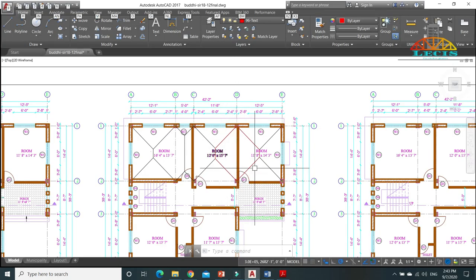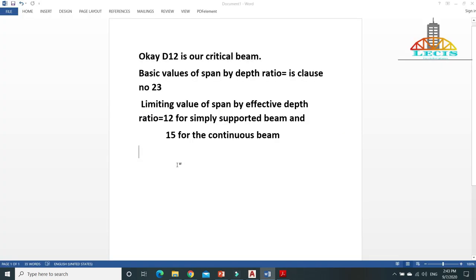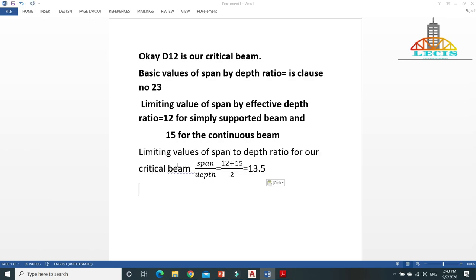So this D12 is our critical beam, and its one end is discontinuous, that is it ends here, and the other end is continuous, that is this beam will continue in these directions. So it has one end continuous and another end discontinuous. Since the beam of our design is one end continuous and another end discontinuous, we use the average of these two values, that is 12 and 15. The limiting value of span to depth ratio for our critical beam will be 12 plus 15 divided by 2, that equals 13.5.